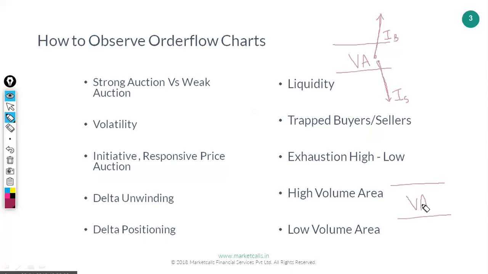Price went down. From here, somebody is pushing back into the value area. We call it responsive buying. So this is responsive activity. Buyers are responding when the price goes down below the value area. They are doing a counter auction. That is what is called responsive buying. Similarly, when the price goes outside the value area, sellers respond and push the price back into the value area. We call that responsive selling. So generally, initiative buying is nothing but trend following. Responsive auction is nothing but mean reversion trades, counter trades.